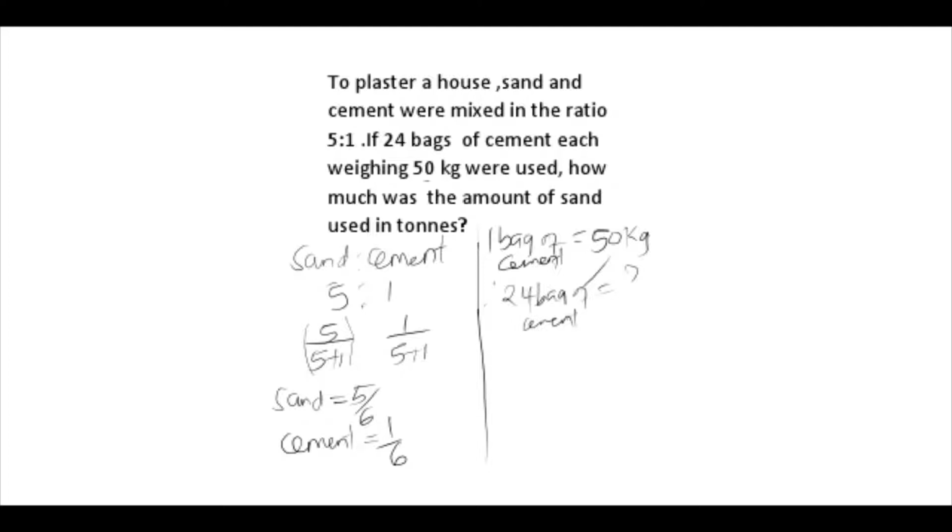So we cross multiply. So we have 24 multiplied by 50 divided by 1. 24 times 50, this is like 24 times 5 with a zero. So we have 5 times 4 is 20, carry 2. 5 times 2 is 10, plus 2 is 12. So we have 120, and we have a 0. So we have 1200. So we will be having 1200 kgs. So 1200 kgs of cement were used.